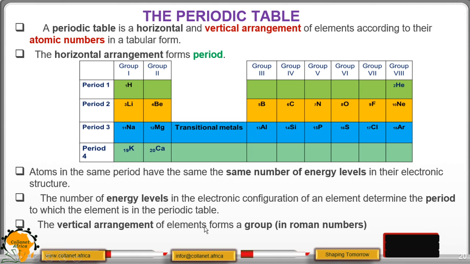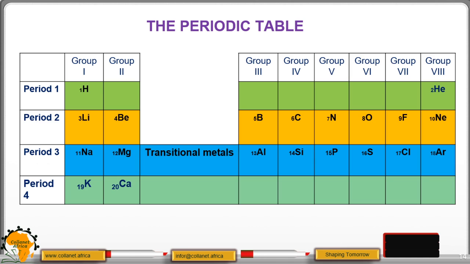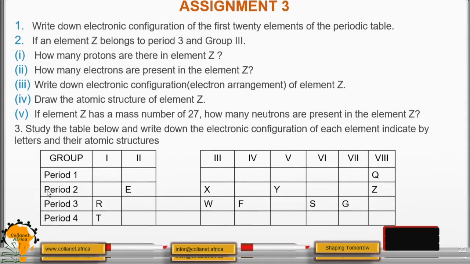The vertical arrangement of elements forms the group, and groups are usually written in Roman numerals. The group is determined by the number of electrons in the outermost energy level. Here is a periodic table, and in between here we have the transition metals, and we mostly concentrate on the first 20 elements of the periodic table.